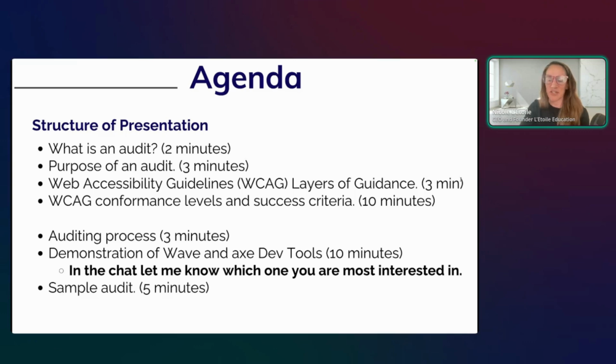So here's the structure of the presentation. We'll have: what is an audit? If you're new to this work, the purpose, and what the layers of guidance look like. The conformance levels are very important when we're evaluating a course or looking at it from the success criteria lens. And then we'll talk about the process that I work through.